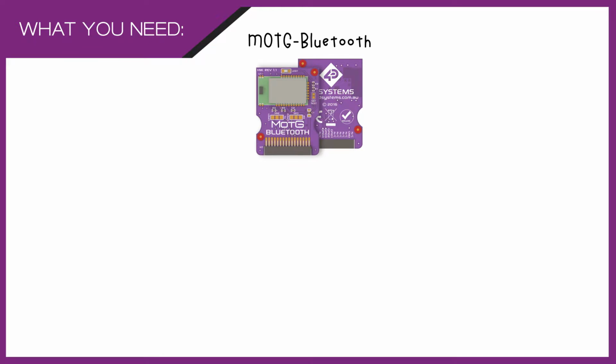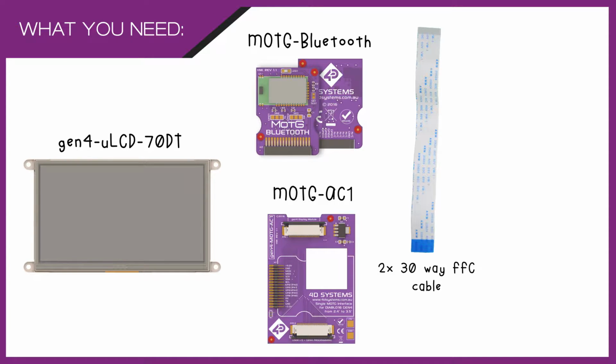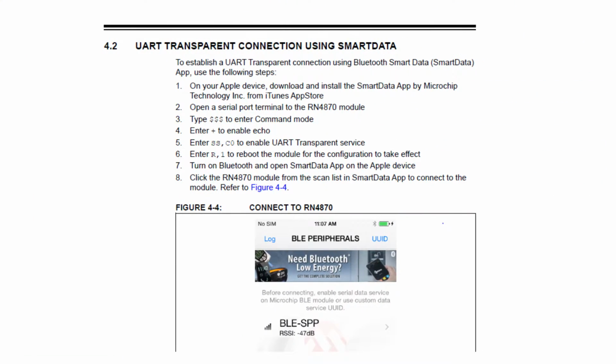For this project, the following items are used: MOTG Bluetooth, MOTG AC1, Gen4 uLCD-70DT, 30-way FFC cable, Gen4 PA board, and Smart Discovery app. The following settings were done to the MOTG Bluetooth prior to the project. It can be found on the Microchip RN4870 User Guide, page 55.